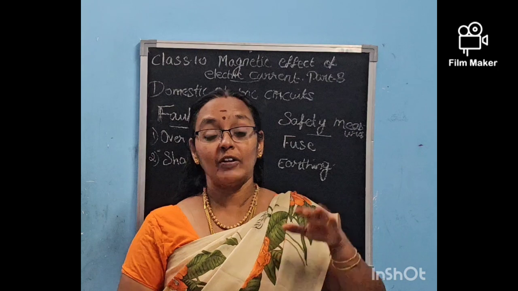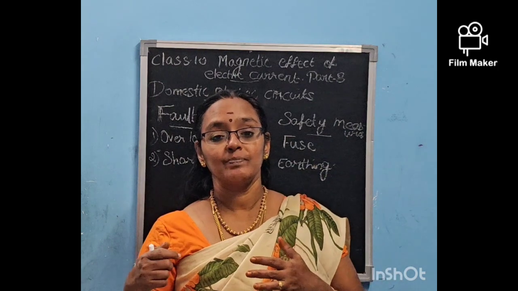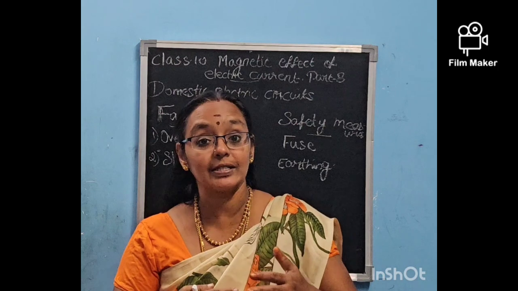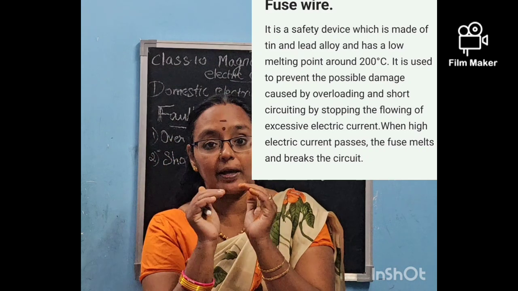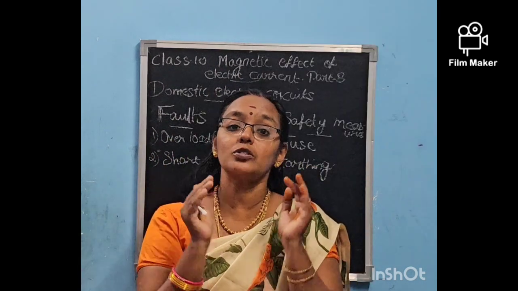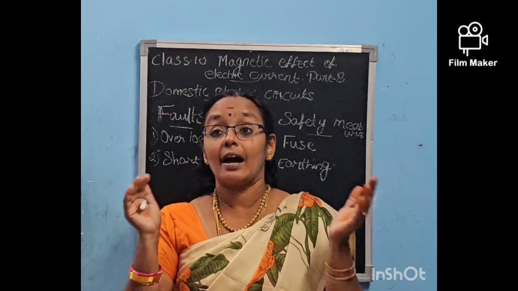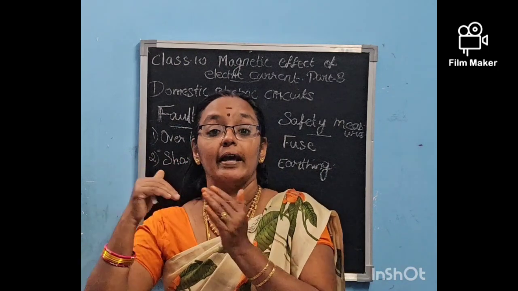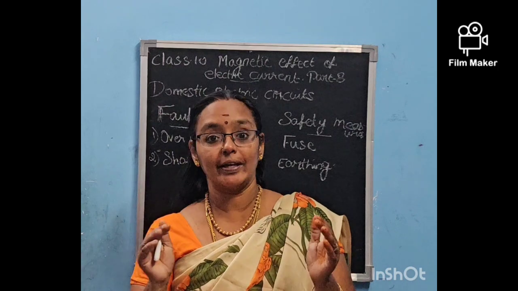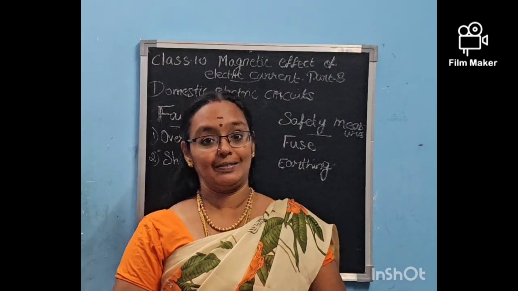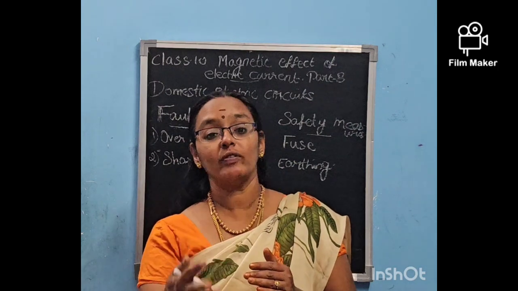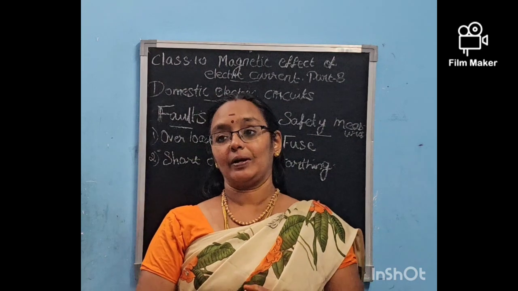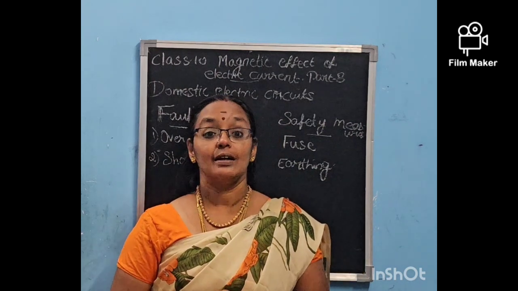Okay. So if the electric current is flowing and makes the wire heat up to about 200 degrees Celsius, what happens? The fuse wire breaks. So what happens? The circuit breaks. So the current will not be able to move towards the electrical appliance. So overloading can be overcome this way. So the fuse wire is an important safety measure to avoid overloading of the electric current. Okay. Then the other one is earthing.